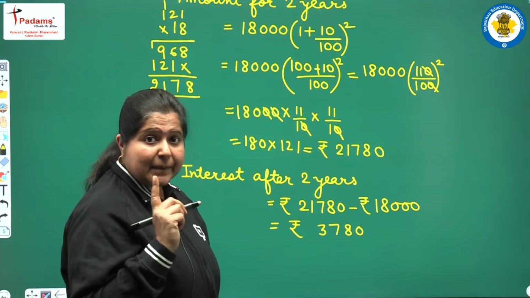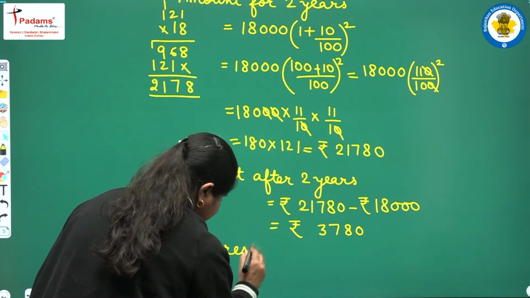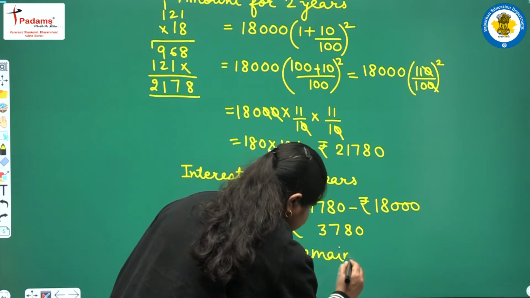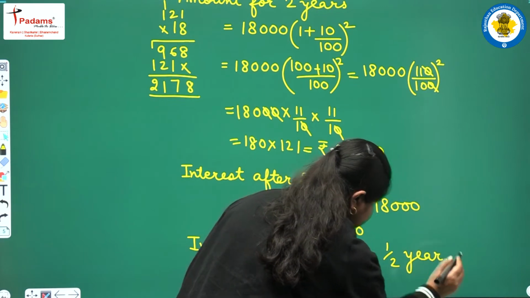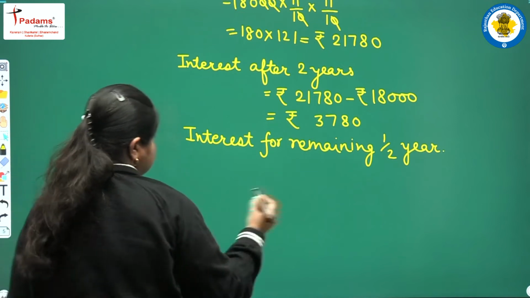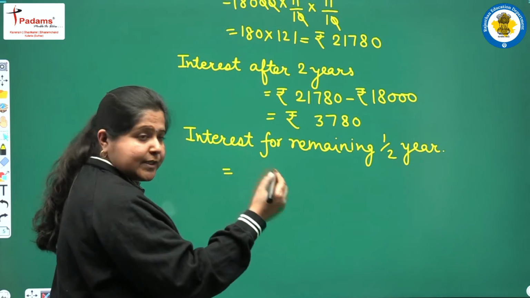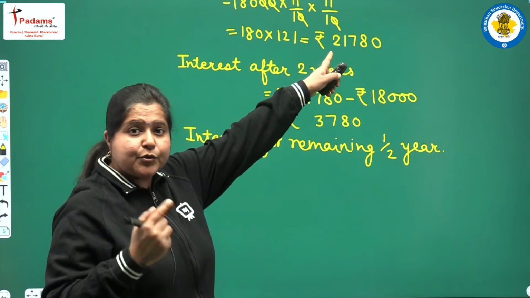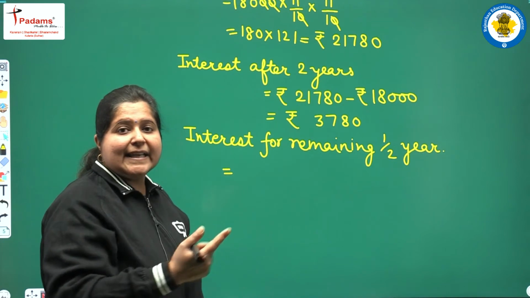Now the half year still remains. So first we find the interest for the remaining half year, and then we will find the total amount. How to find it? We need to use the formula for simple interest now. Interest will be equal to principal into rate into time. Now the principal will be how much? It will be this amount at the end of 2 years. The amount after 2 years becomes the principal for the next time duration.